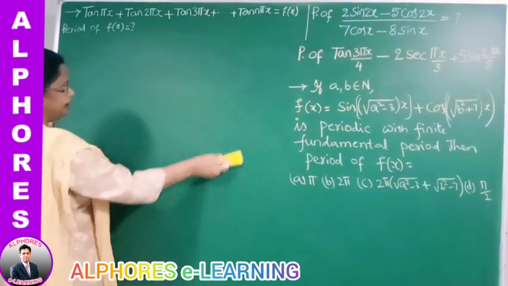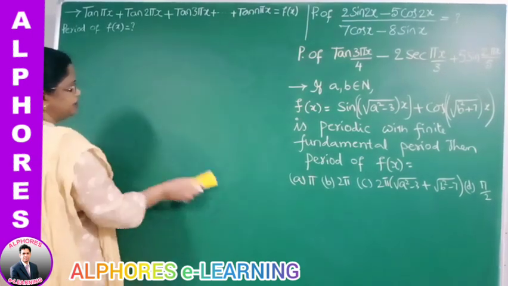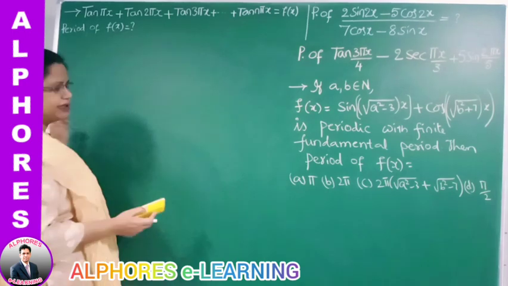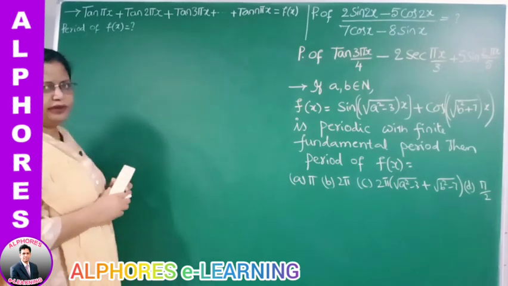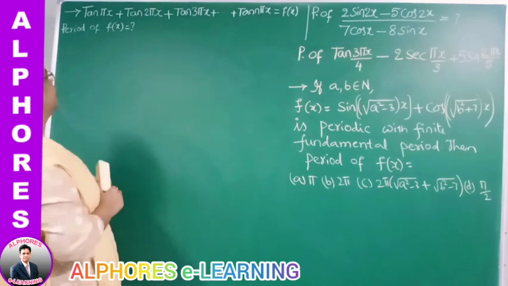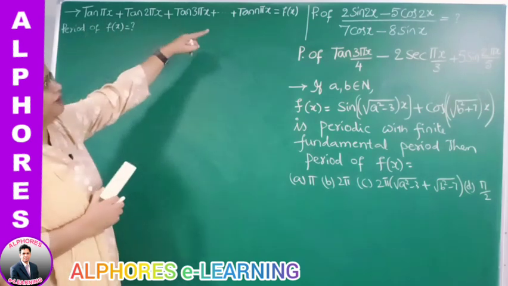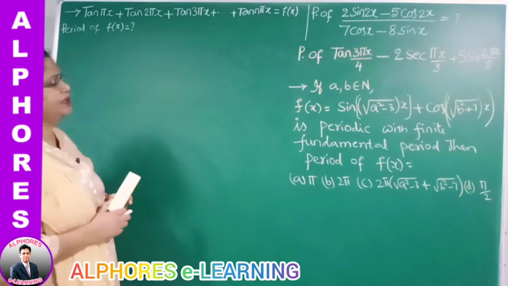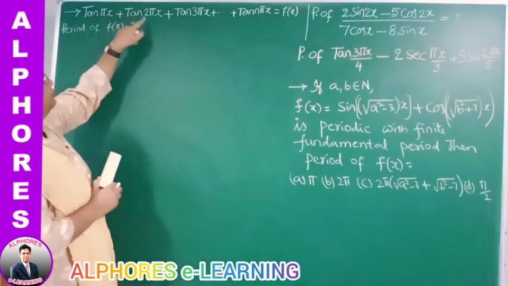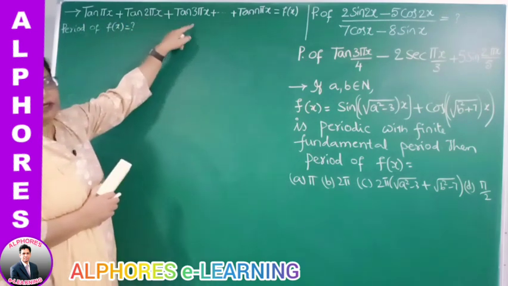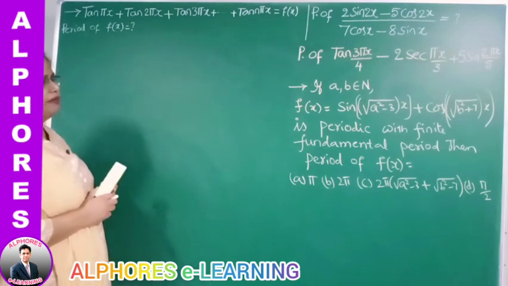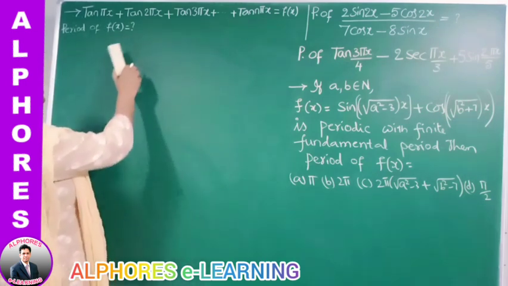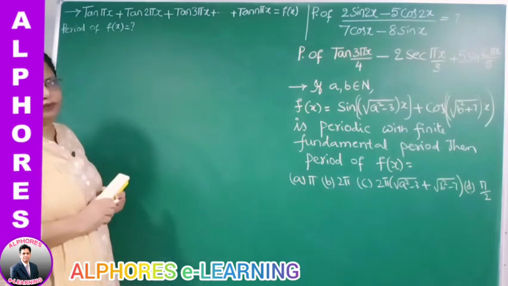Now let's have a glance at these model problems. Students, the LCM conditions, rules and regulations we have all discussed in the previous session. Now based on those we are going to solve these problems. The problem is this entire value given as f of x, that is tan pi x plus tan 2 pi x plus tan 3 pi x, etc. So this entire thing is our f of x. They are asking what is the period of f of x.